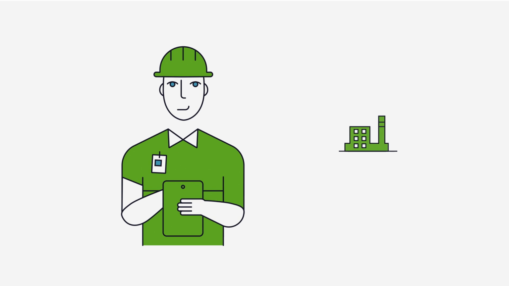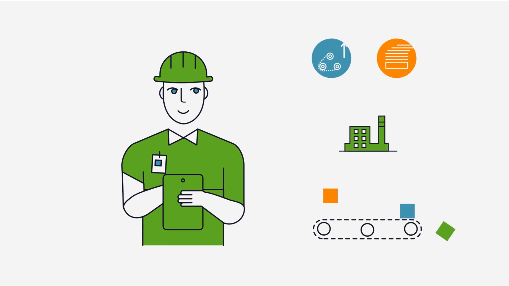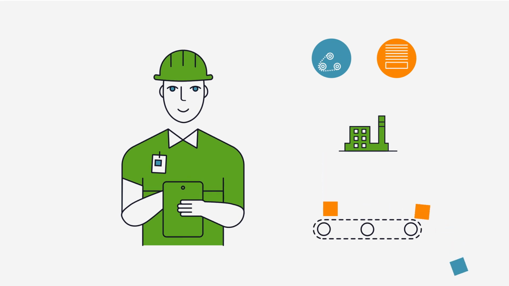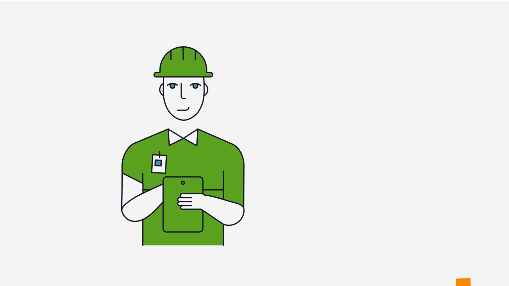Take Leon. He's a senior manager of manufacturing operations at a large paper factory, responsible for keeping the production line operating at peak performance, meeting strict service level agreements for uptime and output.